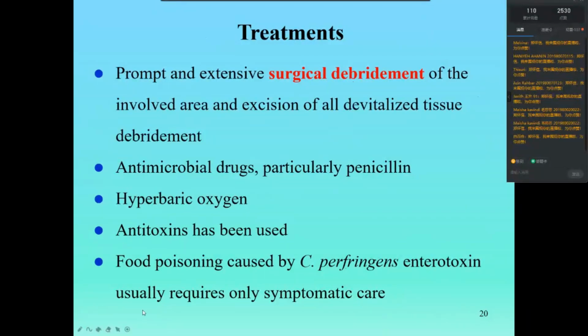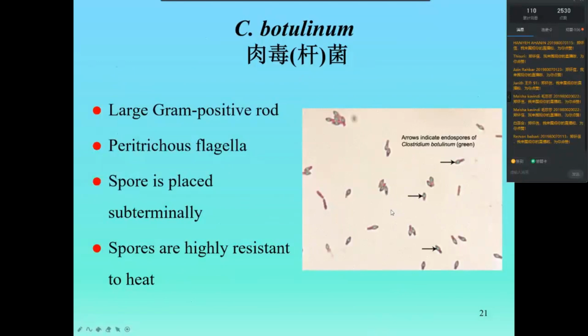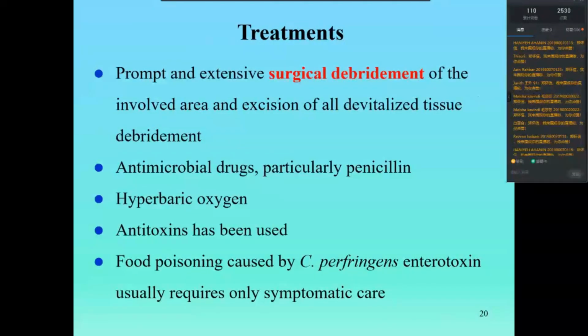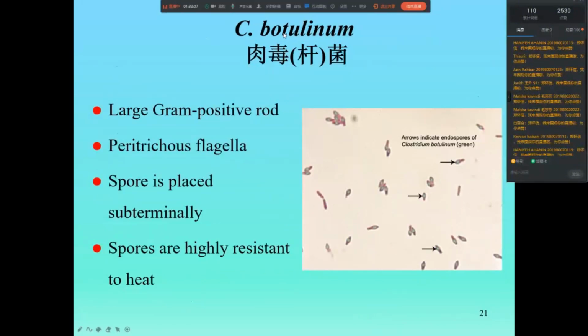For the food poisoning caused by perfringens, they produce enterotoxin and can cause diarrhea. We usually give the patients some symptomatic care. So that's a supporting treatment. And the patient usually will recover, it's not life-threatening. So this is treatment.